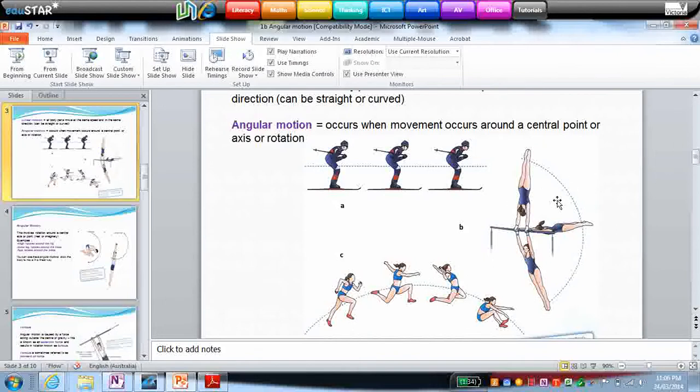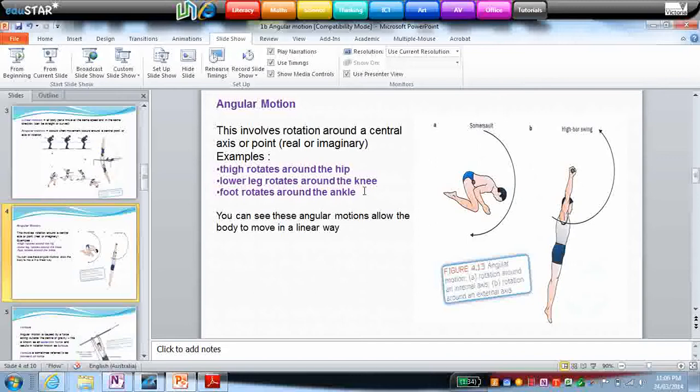Angular motion can be defined as movement which occurs around an axis, so often occurs in sports like gymnastics and also diving. There's also angular motion in the body, so when you walk, your thighs and your femur rotate about the hip joint, so that's angular motion. The lower leg rotates around the knee joint and the foot rotates around the ankle. So those smaller elements of angular motion, when put together, allow us to move in a linear fashion.